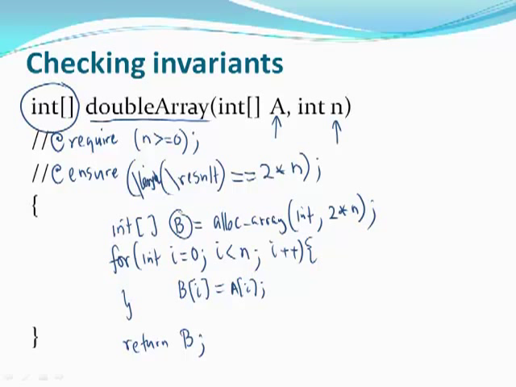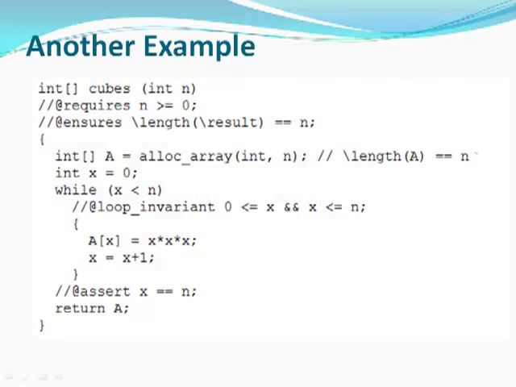Now you can write some loop invariants here. One of the possible loop invariants that you can write inside this is that i is greater than or equal to 0 and i is less than or equal to n. It's possibly a loop invariant. Maybe we can try to prove that. Okay, so let's keep going.